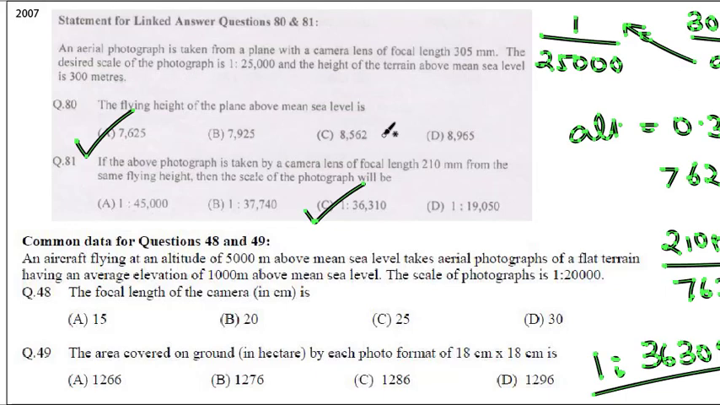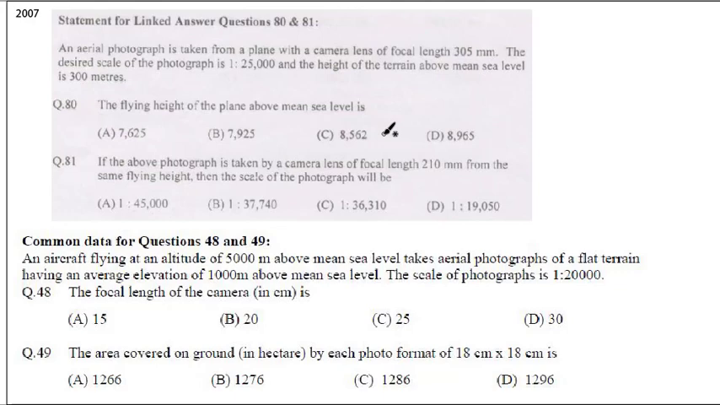And we'll solve the next question also. An aircraft flying at an altitude of 5,000 meter above mean sea level takes an aerial photograph of the terrain, having an average elevation of 1,000 meter above the mean sea level. The scale of the photograph is 1:20,000. So the focal length in centimeter is.